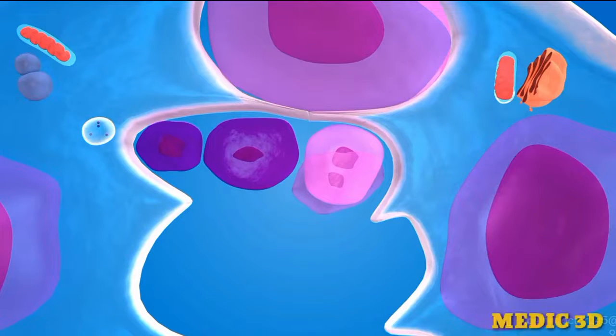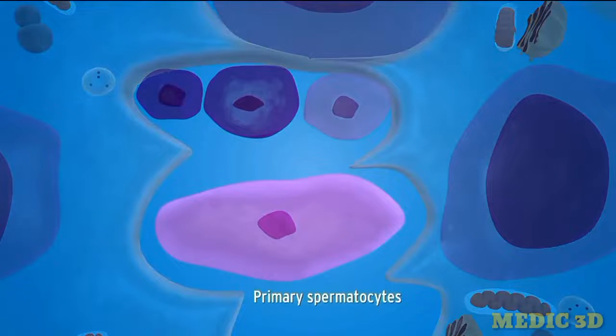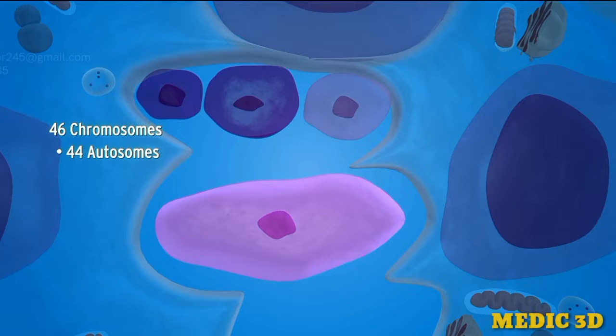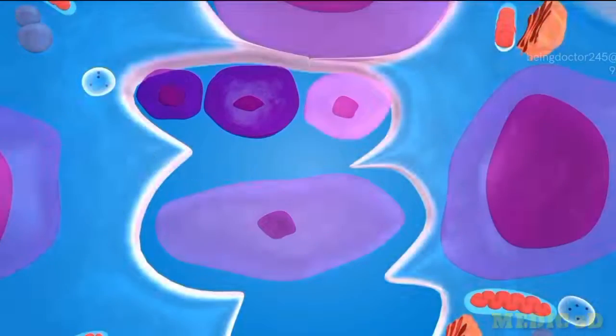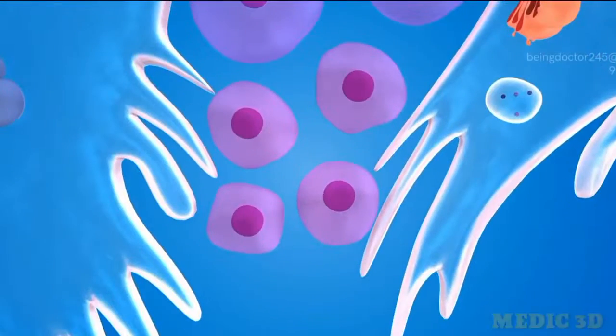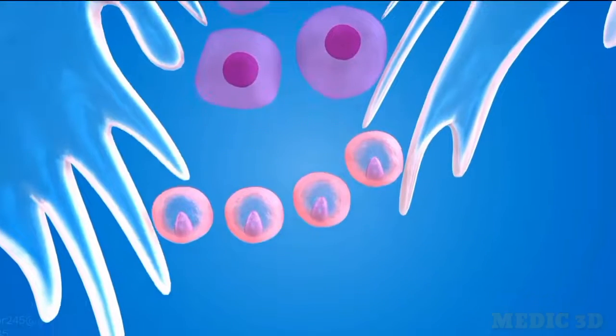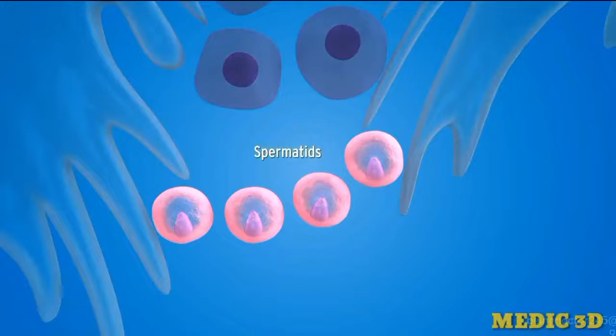These type B cells further divide to form primary spermatocytes. The primary spermatocytes consist of 46 chromosomes, of which 44 are autosomes and 2 are sex chromosomes, that is, X and Y chromosomes. These diploid primary spermatocytes enter first meiotic division and produce haploid secondary spermatocytes, that is, 23 chromosomes in each spermatocyte. These secondary spermatocytes then undergo second meiotic division to form spermatids, which possess 22X and 22Y chromosomes.